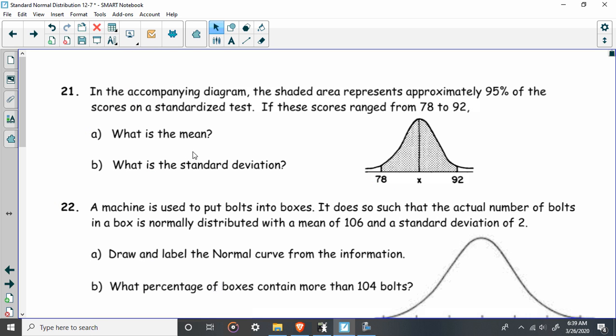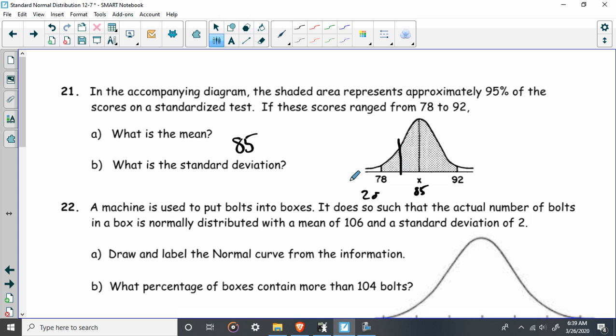Okay, so what's the mean? Again, halfway between those two numbers is going to be 85. What's the standard deviation? Well, now we have to do the same thing. It should be halfway between these numbers. This was 2 standard deviations. So they want to know what's 1 standard deviation.